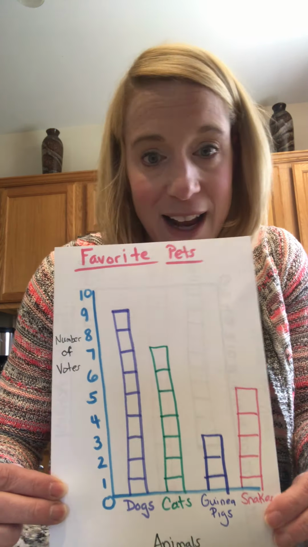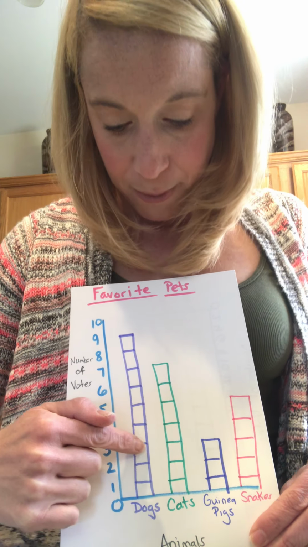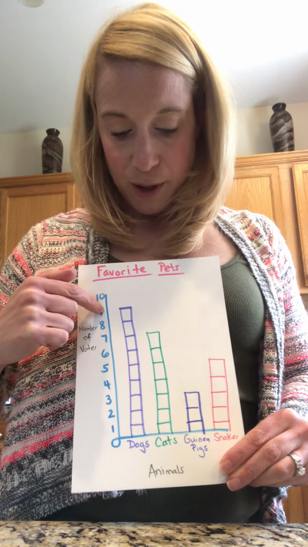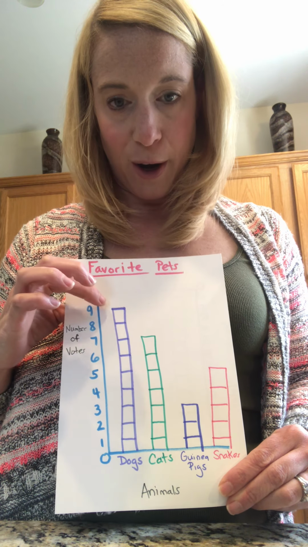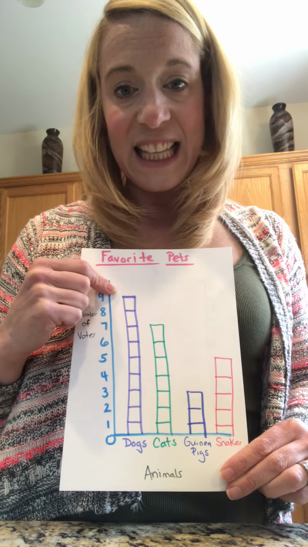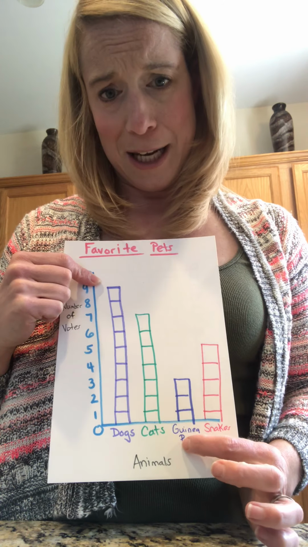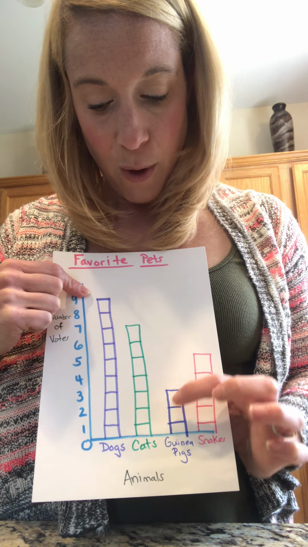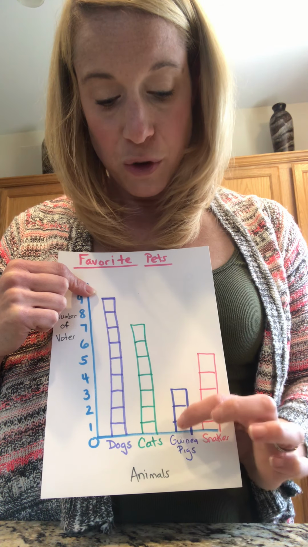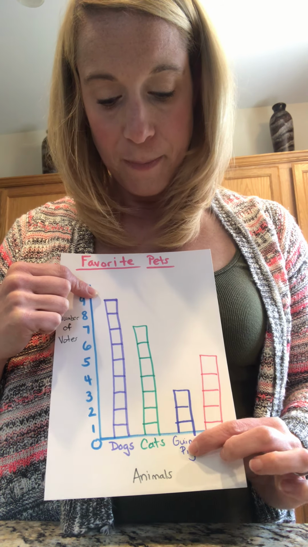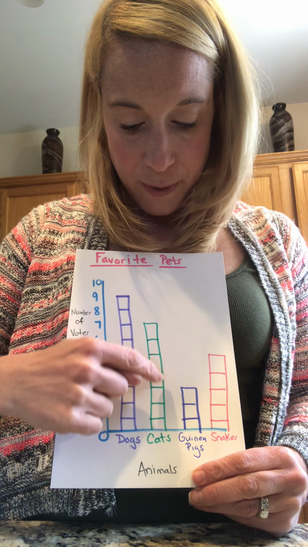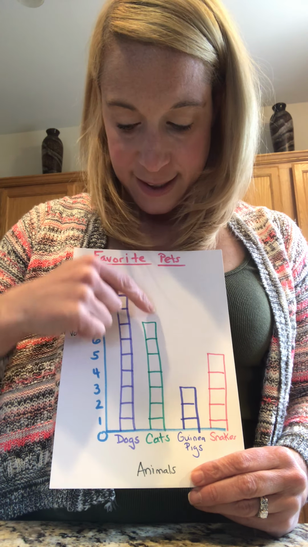The dogs have 9 votes. I can count it: 1, 2, 3, 4, 5, 6, 7, 8, 9 votes for dogs. So I can tell they're the winner. I can tell the one who has the least amount of votes were the guinea pigs, not in my house, but here. I have 1, 2, 3 votes for guinea pigs. You can just count those squares. For cats, I have 1, 2, 3, 4, 5, 6, 7.